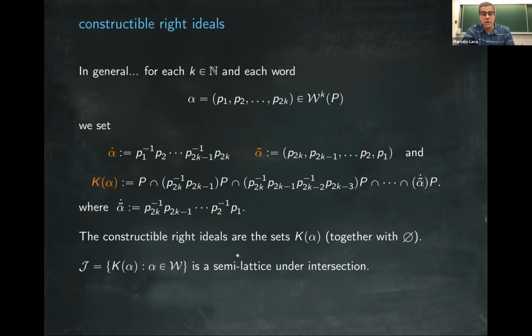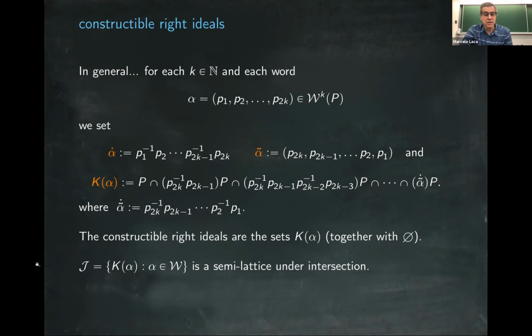This describes all constructible right ideals. Optionally, you can include the empty set. Sometimes it appears by itself, sometimes it doesn't. You can include it, it doesn't hurt. And the property that it has, the set of constructible right ideals is a semilattice under intersection. So the intersection of any two is not obvious from the word presentation, but if you concatenate two neutral words, the constructible right ideals intersect. And the set becomes much longer, but somehow there's cancellation, and you just get the intersection.